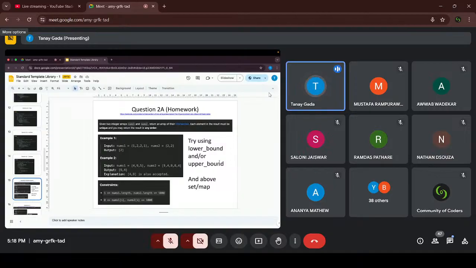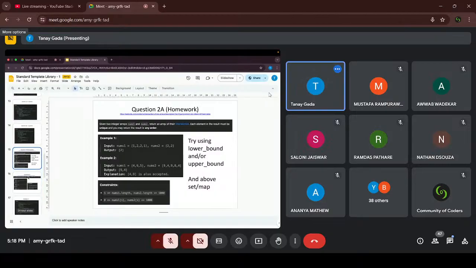So I'm giving this as homework. It would be there in your assignment. I need three approaches: lower bound, upper bound, set and map. It is an easier version of this. These two solutions have been given previously. You just need to do some 1-2 line changes.